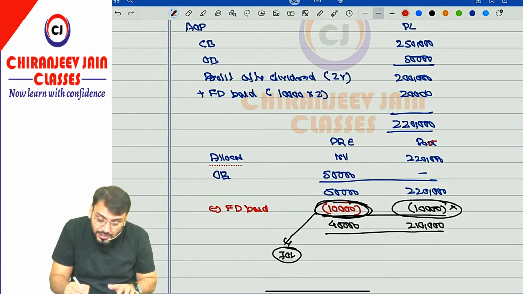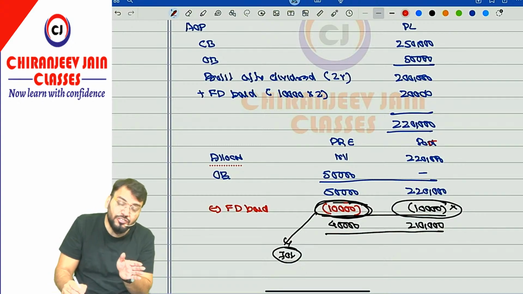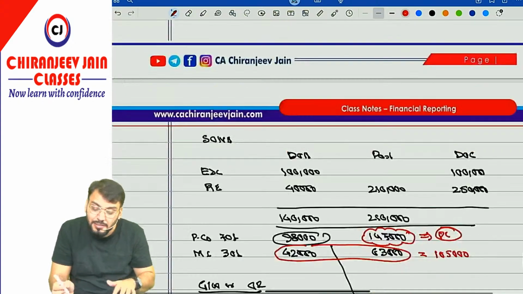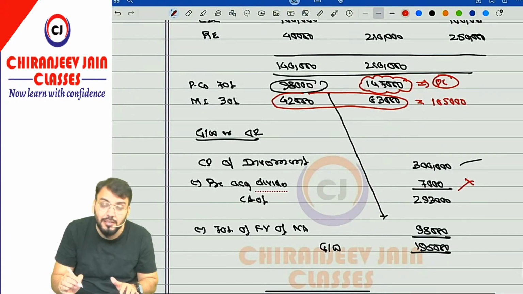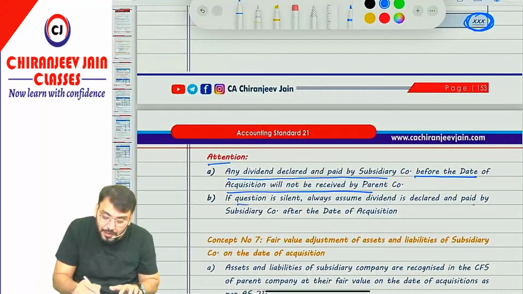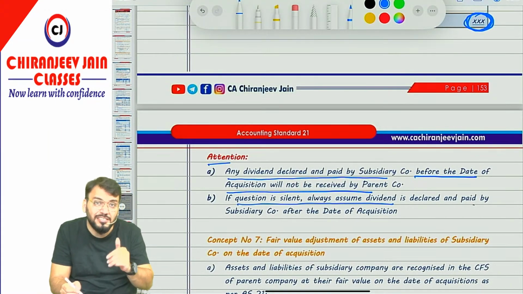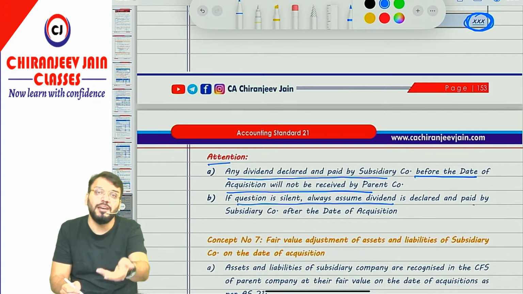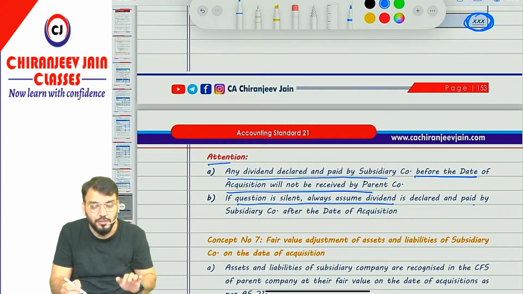But if suppose this has been declared before the date of acquisition, then it will not be received by the parent company. Then this particular point will not be applicable. If the question is silent about the payment date of dividend, then we'll always assume in this chapter that dividend has been declared and paid after the date of acquisition. We'll assume this. Okay, sir.